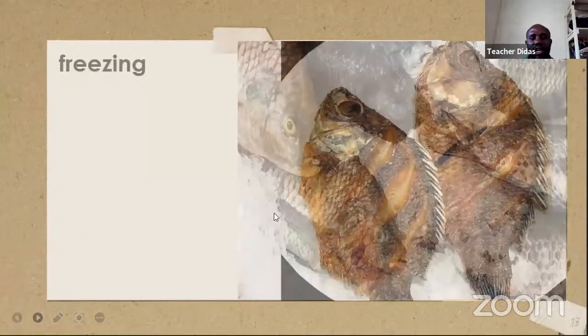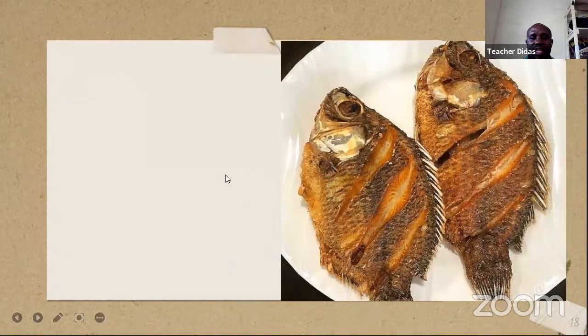Let's go next. This one, deep frying. We fry them. After frying them, they can last for some days when they have not gotten bad. I know people want to eat my fish. My fish, sorry, I will be the only one eating it.